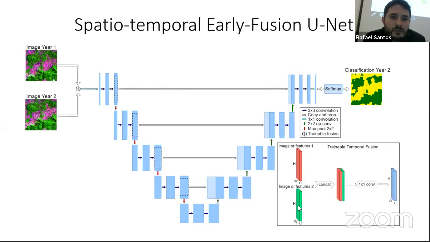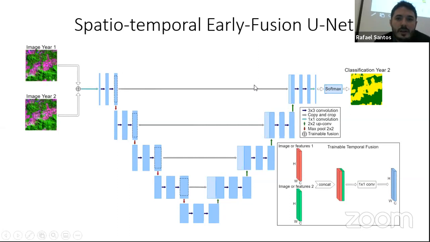Okay, and we also proposed in this paper two spatial temporal variations of the UNet based on a concept that we call a trainable temporal fusion. When we are dealing with mapping land use and land cover changes, most of the time only the spatial context is not enough, and you need at least a short-term temporal context to be able to understand what's changing in the territory. So here in this concept, we basically concatenate the two images and perform one-by-one convolution with a trainable filter that will be optimized together with the entire network with the same loss function.